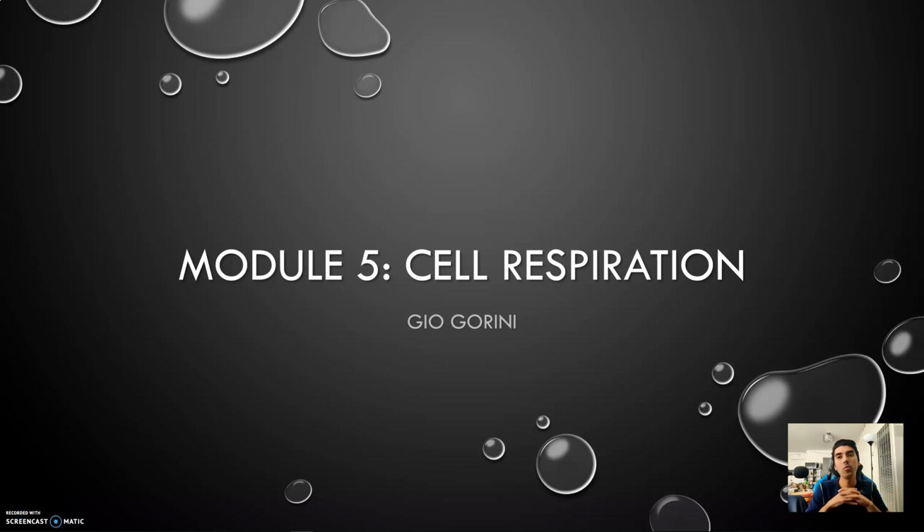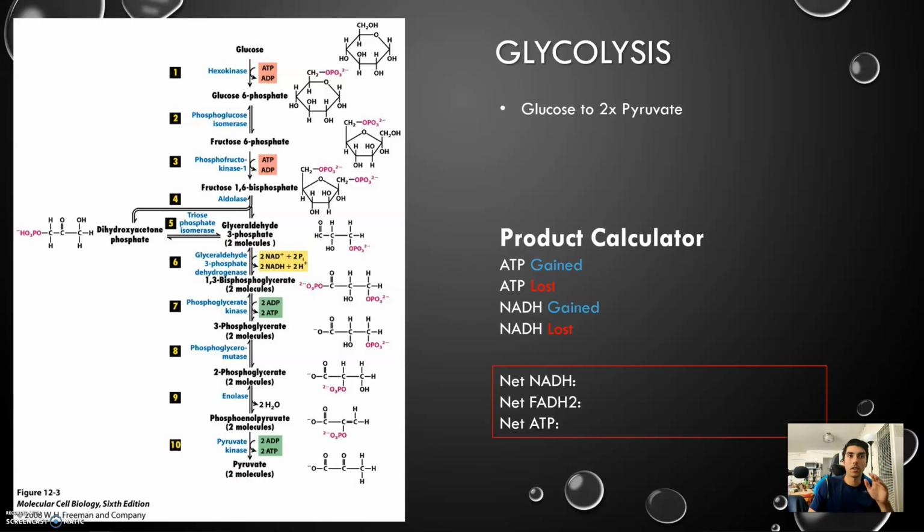Hello, so today we'll be going over cell respiration, and this is the conversion of glucose into usable energy in the form of ATP. And as we go through all these steps, we're making these important byproducts such as NADH, FADH2 in order to feed into this formation of ATP. So to start things off, we'll actually begin with glycolysis.